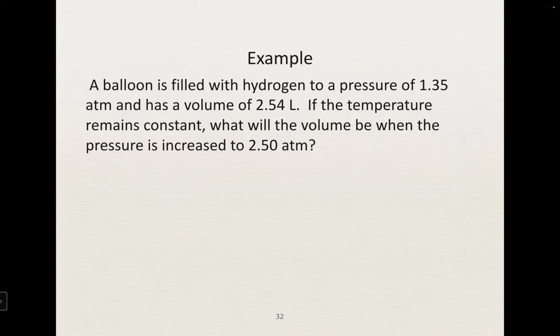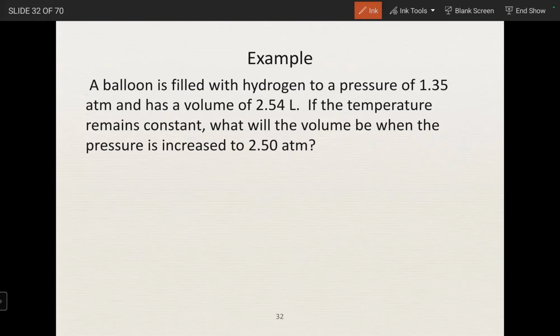But we take that gas and fill a balloon to 1.35 atmospheres, and that brings it to a volume of just over 2.5 liters. And then while the temperature is constant, we're going to increase the pressure. We want to determine what the new volume is going to be. So we've got P1, and then V1, P2. We're looking for V2 then. And with this one, we're not going to be dividing, so we'll have P1 V1 is equal to P2 V2, where we're solving for V2.